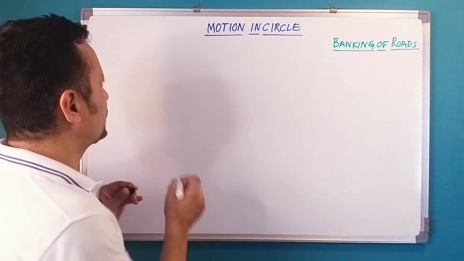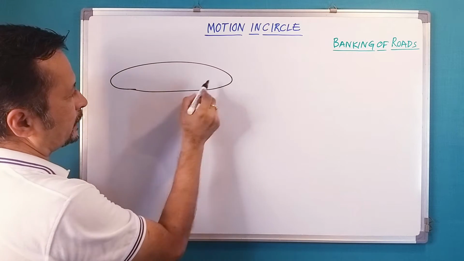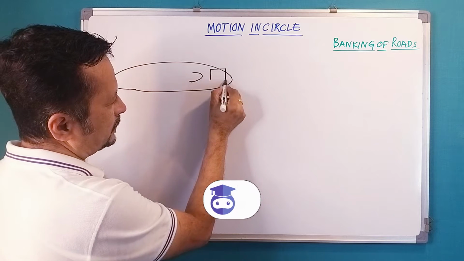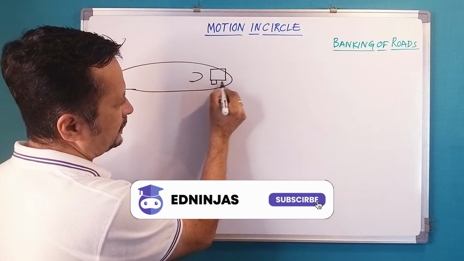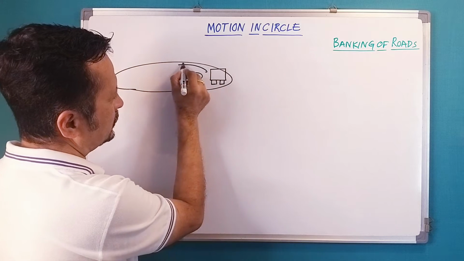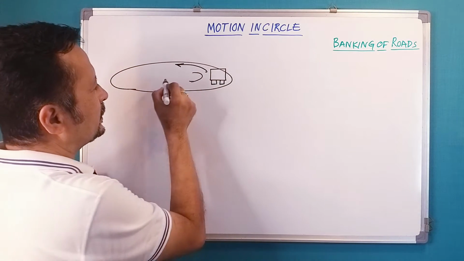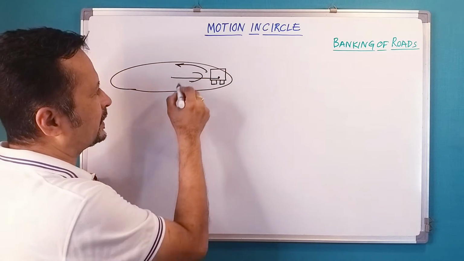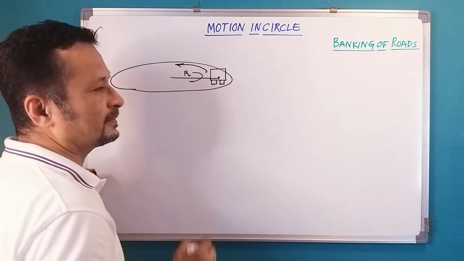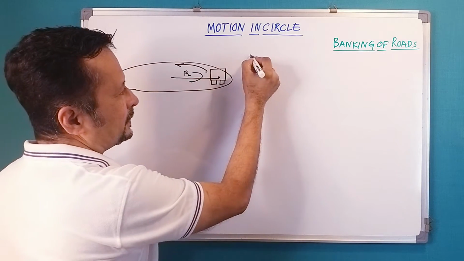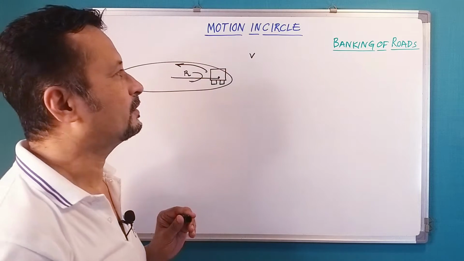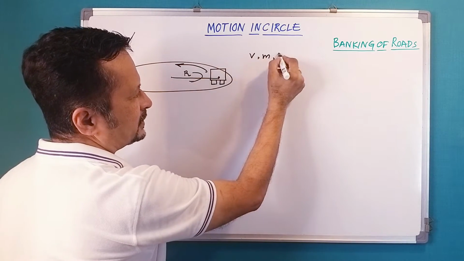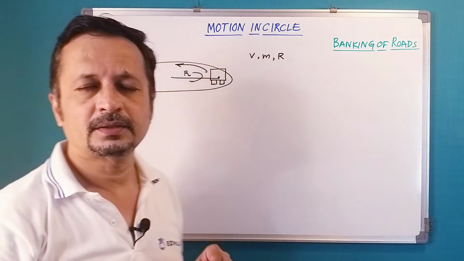So if this is the road, maybe like this, and this car is over here and it is taking this circular turn. The radius of this circle, up to the center of mass of the car, let us imagine that it is r, and v is the velocity of the car. The mass of the car may be taken as m, and we have the radius of the circle as r.